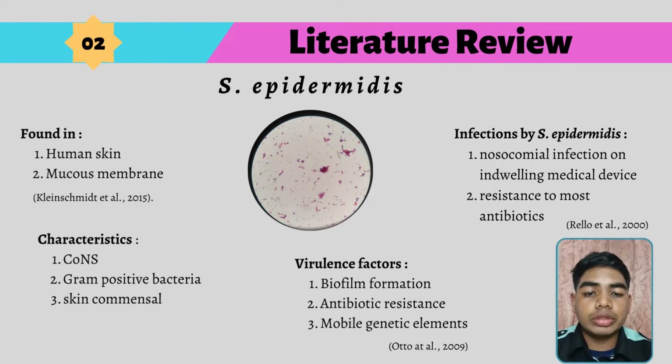The second part of my study is the literature review. S. epidermidis is usually found on human skin and mucous membrane. The characteristics of Staphylococcus epidermidis are that it is a gram-positive bacteria, CoNS, which is coagulase-negative staphylococcus, and is known as a skin commensal, in which it is not harmful or infectious. It also has virulence factors such as biofilm formation, antibiotic resistance, and mobile genetic elements. The most common infection by S. epidermidis is nosocomial infection on indwelling medical devices, and it is resistant to most antibiotics, such as the beta-lactam antibiotics group.